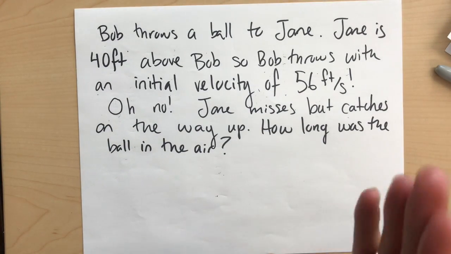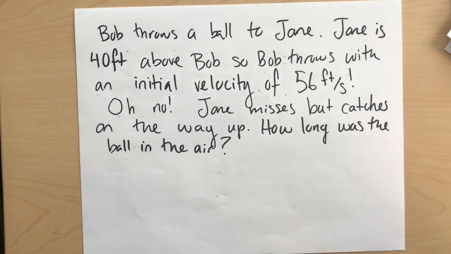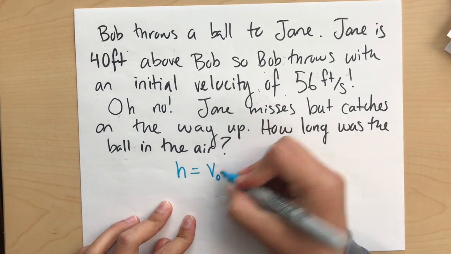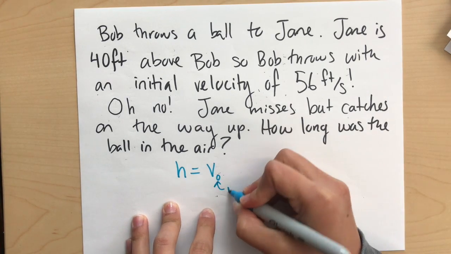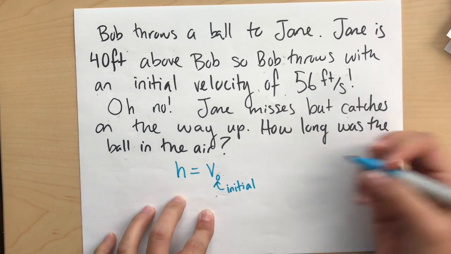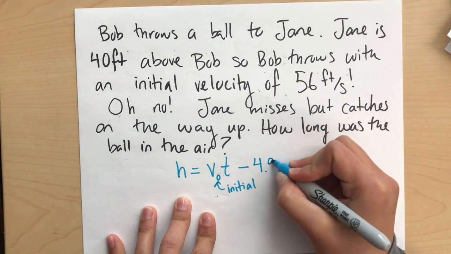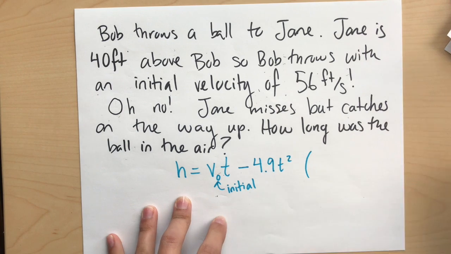Okay, Bob throws a ball to Jane. Jane is 40 feet above Bob, so Bob throws with an initial velocity of 56, okay? And then Jane misses it on the way up, but catches it on the way down. I meant to say the way down. Correct that. It says the way down. I accidentally wrote the way up. Okay, so how long was the ball in the air?